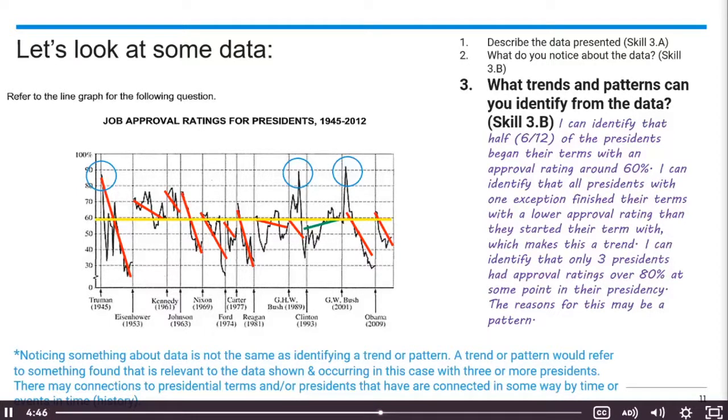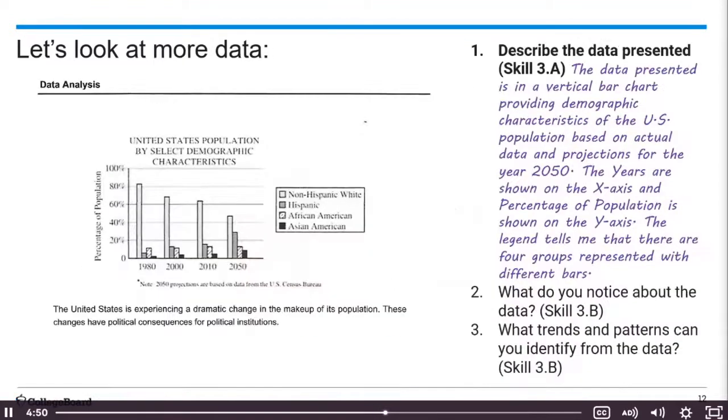And so I'm looking here at what is provided. The data is in a vertical bar graph, demographic characteristics of the U.S. I've got my y-axis and my x-axis. So you want to make sure that you are knowing what you are looking at by the labels that are on the graphic. The legend tells me that there are 4 groups represented with different bars.